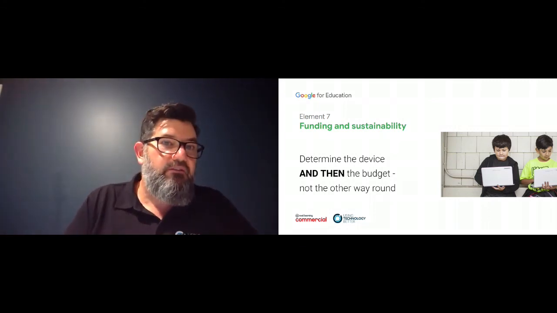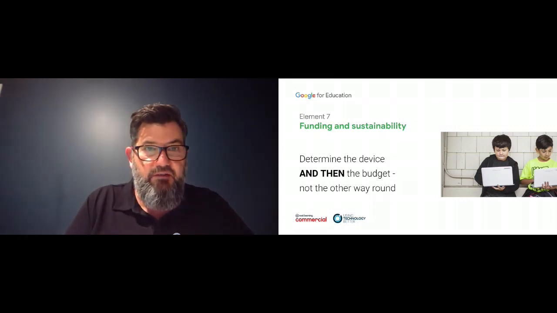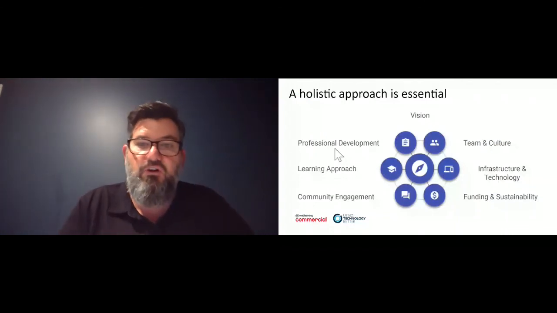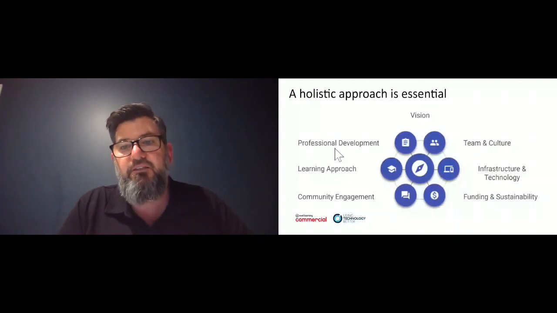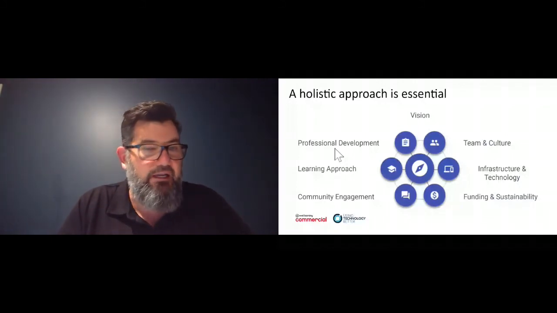So 7 elements. Let me just quickly flick back to the 7 so you can see them. So you've got your vision, you've got your team and your culture, you've got your infrastructure and your technology, you've got your funding and then the sustainability of that funding, you've got your professional or people development, you've got your learning approach, and you've got community engagement.